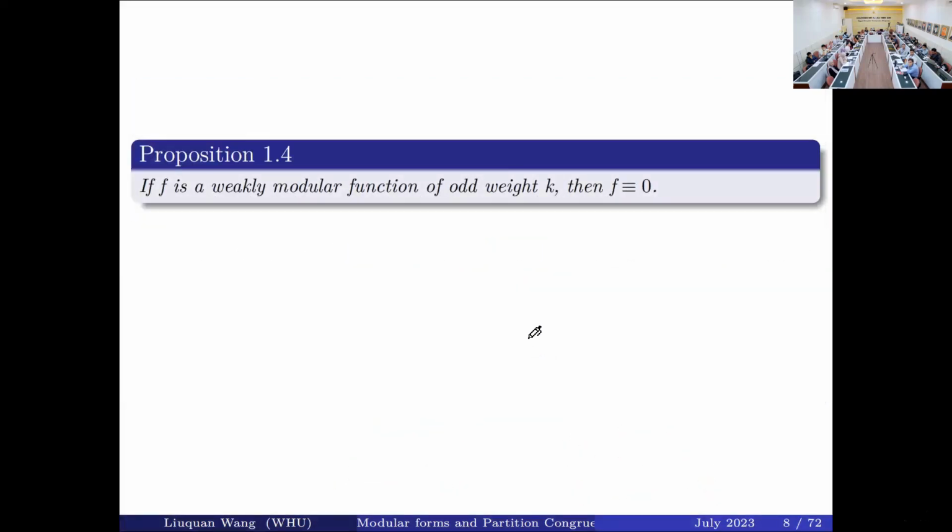And we have no non-zero odd weight weakly modular functions. That is this proposition: if the weight k is odd, and f is a weakly modular function of weight k, then f must be 0. And therefore, we only need to consider even weight modular functions for SL2Z. The reason is also simple.